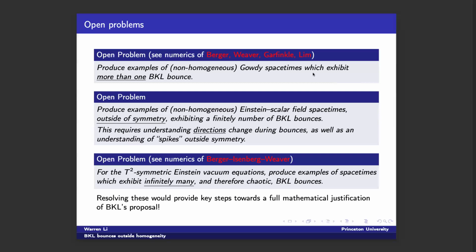Lastly, if I do really want to probe the chaotic setting, there is a good place to do it: the T2 symmetric Einstein equation. This is a mild generalization of Gaudi, and it has been explored in a paper of Berger, Isenberg, Weaver. In such a setting, you can hope to explore regimes where we have infinitely many bounces, and therefore some kind of chaotic cascade of such bounces. Hopefully this step-by-step procedure provides steps towards understanding BKL's proposal in general.